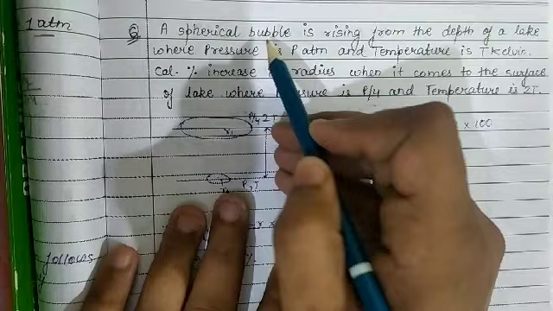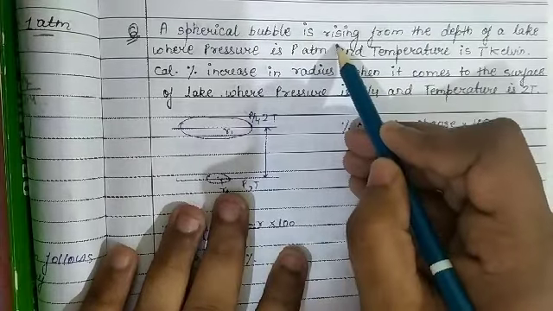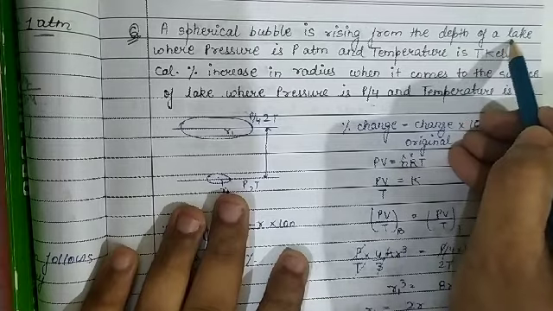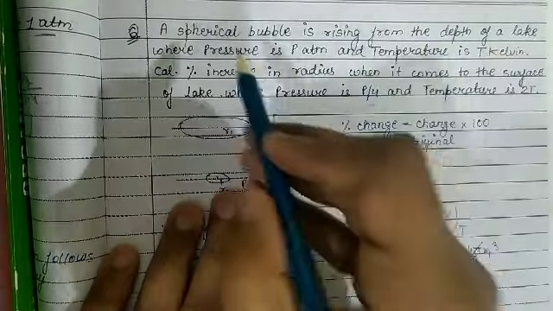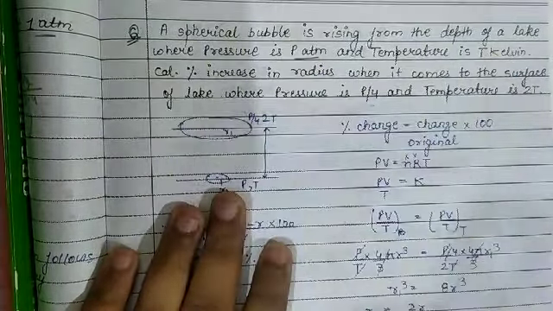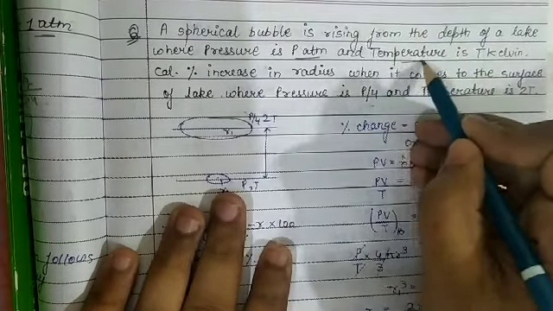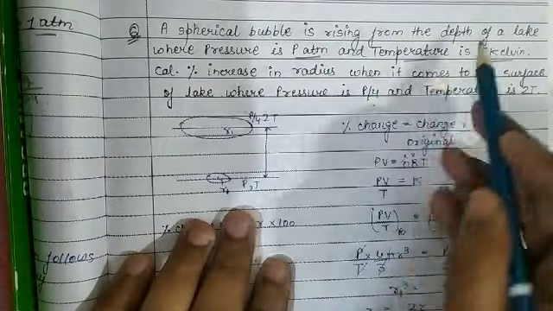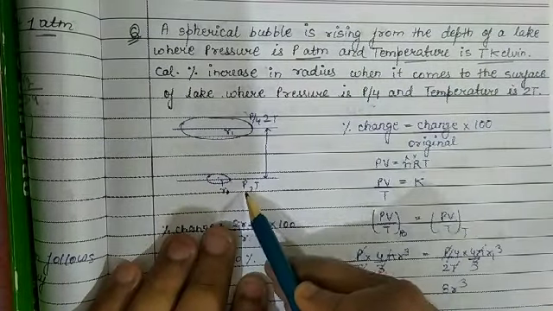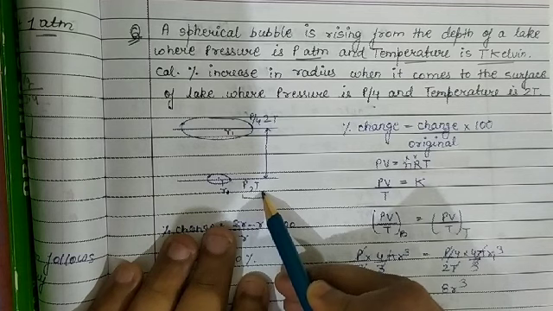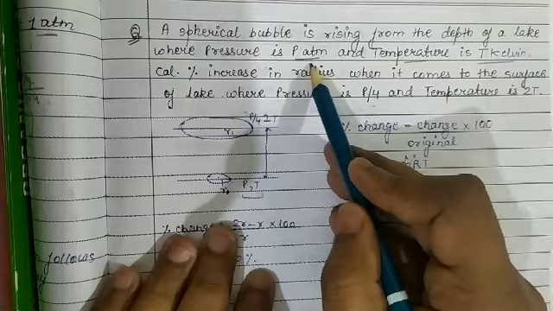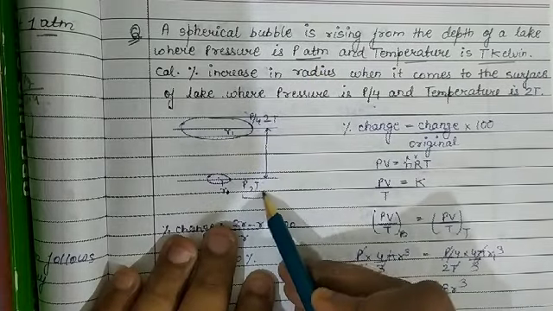See next question. The question is, a spherical bubble is rising from the depth of a lake where pressure is P atm and temperature is T Kelvin.